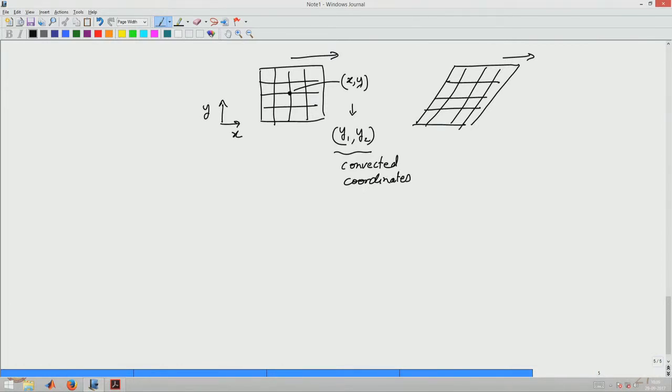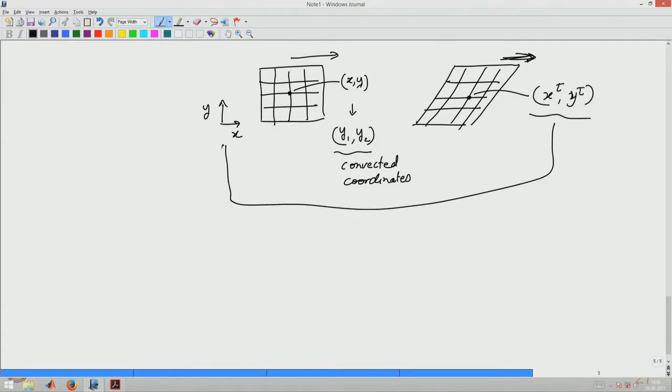And of course, the same point would have moved to another location because of the flow which is being imposed, and we have denoted this new point as x tau, y tau, and of course, this description is in the same coordinate system that we have described earlier, but the same point remains y 1 and y 2, because this is the label of the material particle. So, no matter what happens to the material particle, its label or its convected coordinate remains fixed.